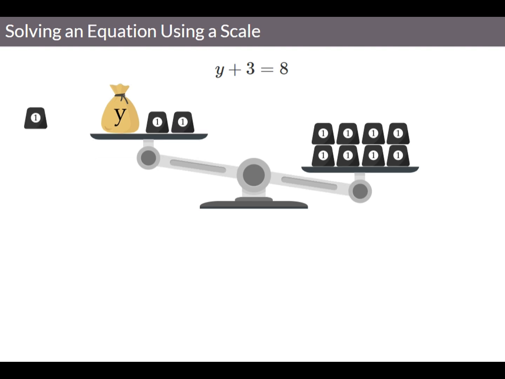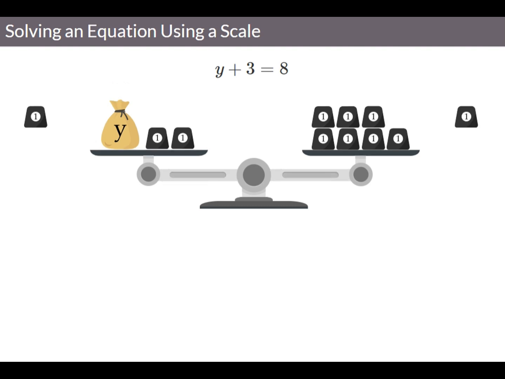Notice that if we remove one weight from the left side, then the scale would fall out of balance. This is a good indication that we have done something incorrectly. If, on the other hand, we remove one unit weight from both sides of the scale, then the scale remains balanced because both sides have been changed in exactly the same way.